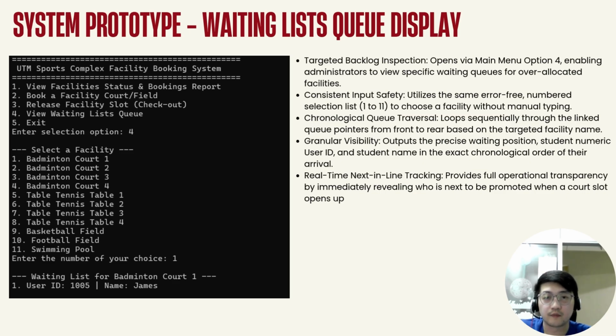Once a facility is selected, the system performs a chronological queue traversal. It checks the front pointer and loops sequentially through the linked queue pointers all the way to the rear, filtering the data by the targeted facility name. By printing out the precise waiting position, numeric ID, and student name in the exact chronological order of their arrival, this gives the administrators granular visibility. Ultimately, this allows for real-time next-in-line tracking and provides full operational transparency, so that the administrators always know exactly which student is next to be promoted the moment a slot opens up.